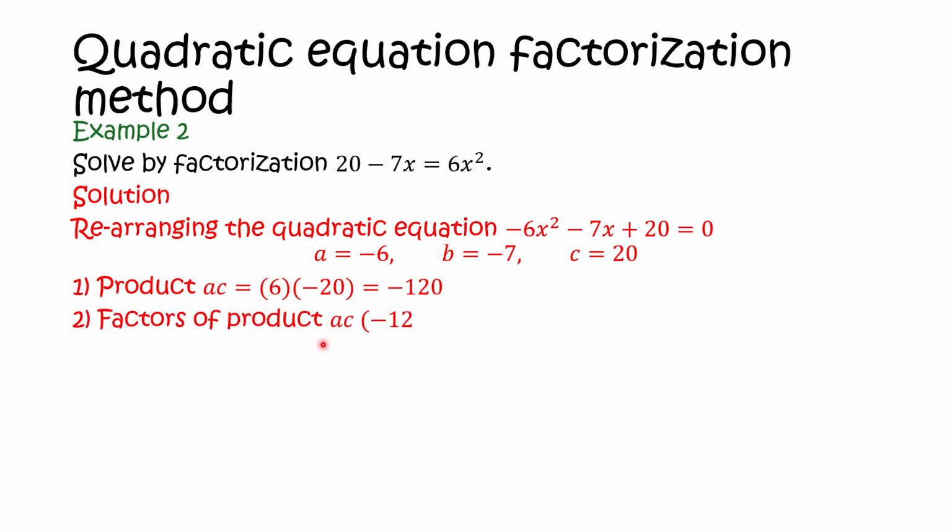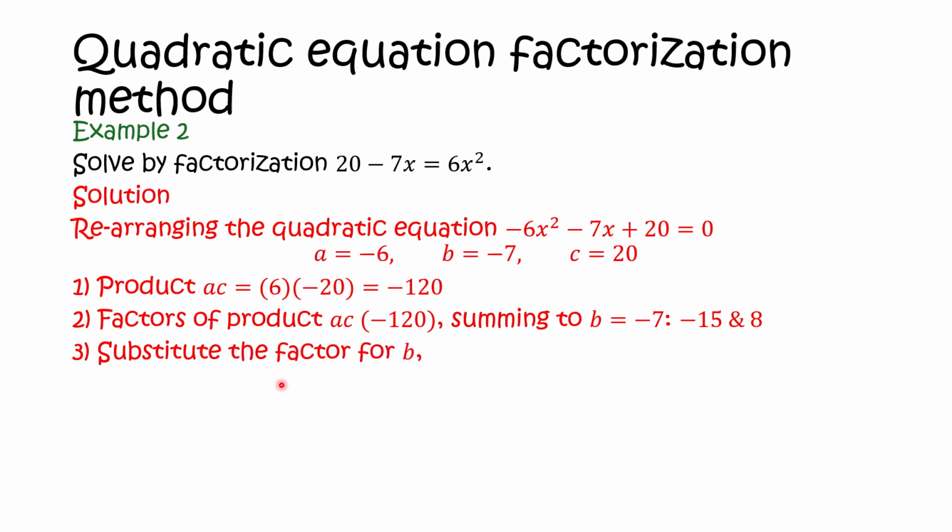The factors of product AC, minus 20, that sum up to minus 7 are minus 15 and 8. So substituting these factors in place of b, we are going to get minus 6x squared minus 15x plus 8x plus 20 is equal to 0.